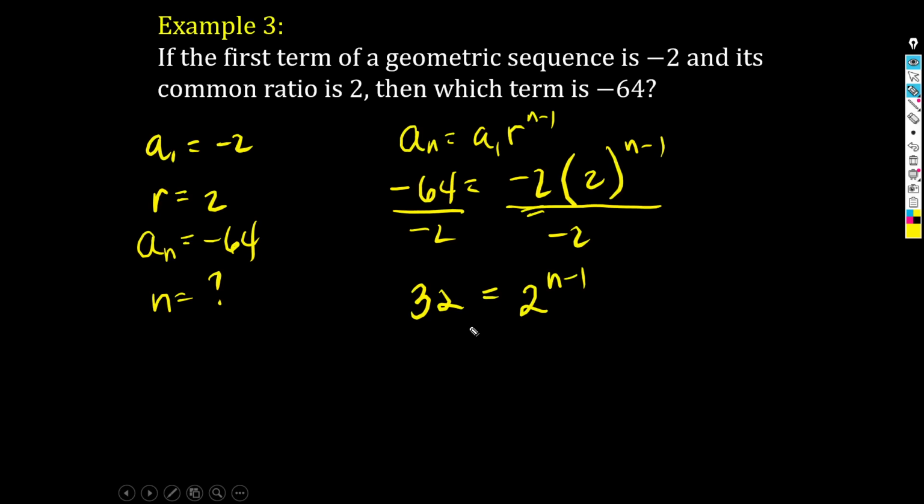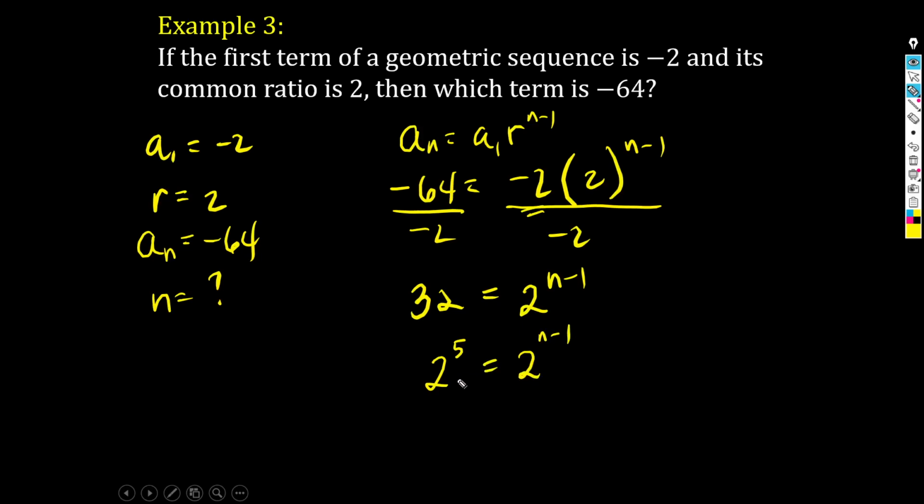What I can do here, in another dimension where you learn more math, is use the idea of logarithms. That's for a future lesson perhaps. But if we don't have that, what can I do? Note how 32 on the left is a power of 2. So I can rewrite 32 as 2 raised to 5. That is equal to 2 raised to n minus 1.